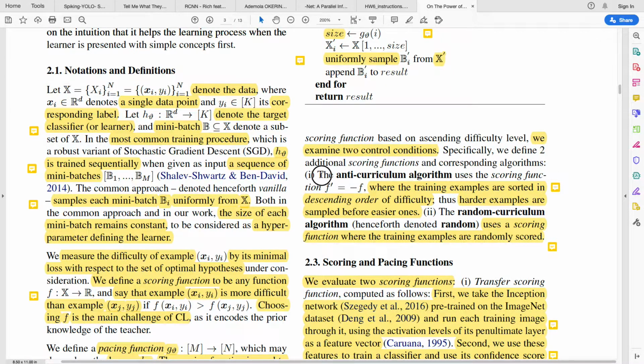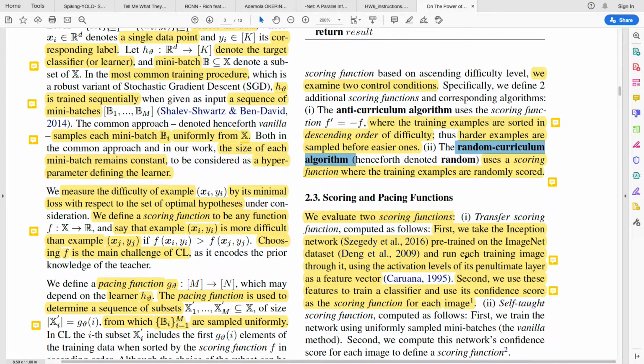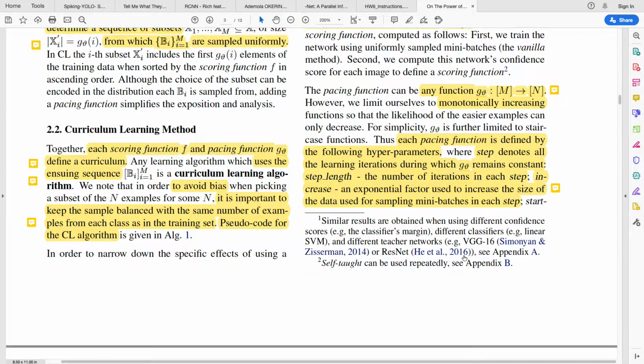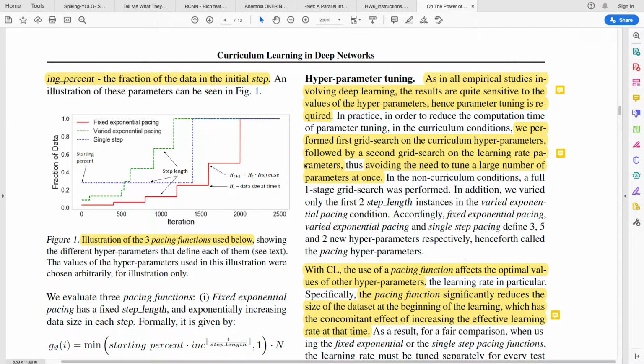They also experimented on an anti-curriculum algorithm, which is just the inverse of curriculum. Here you arrange from difficult to easier ones. You also have the traditional one, which is random, where the training samples are randomly scored. So now, in their work, they experimented with different types of pacing function.